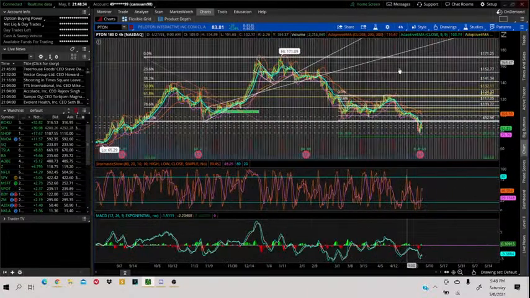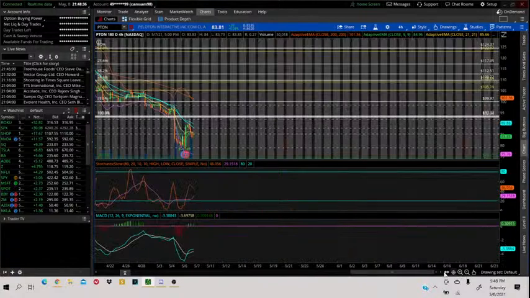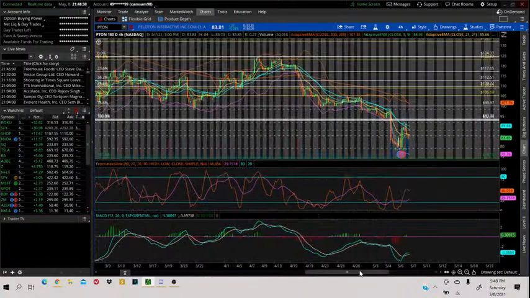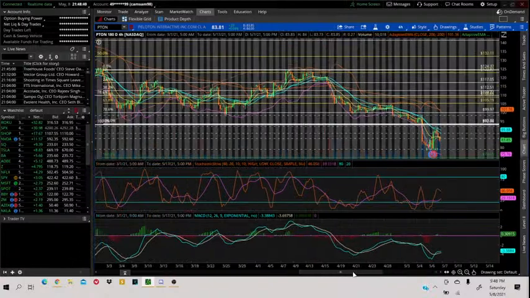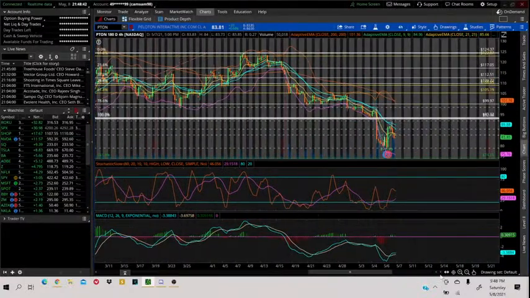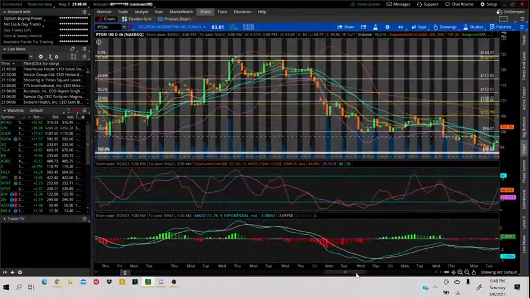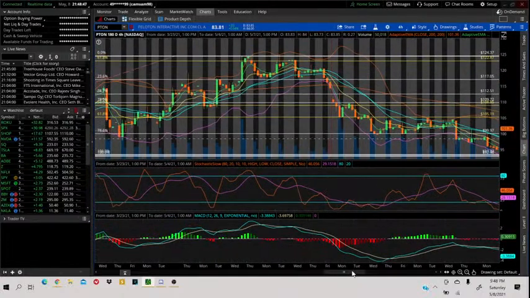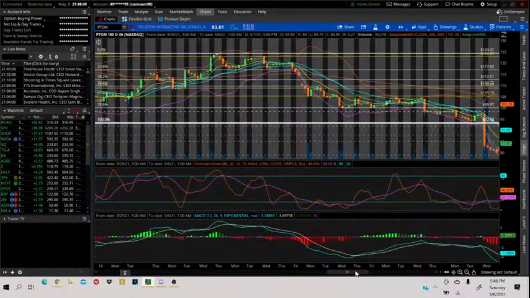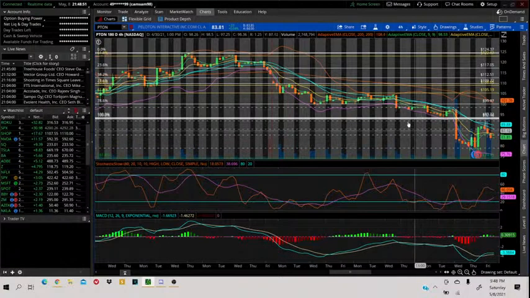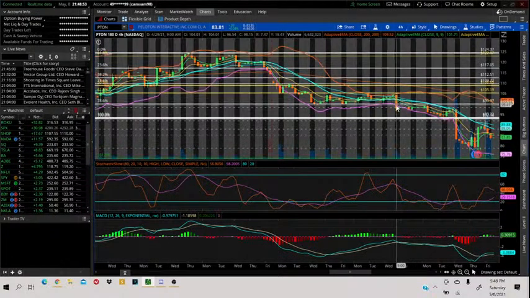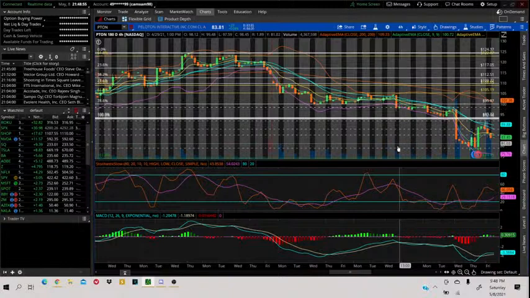So let's go back to the 4 hour. Let me see if I missed it. Here it is. There we go. Alright, so you guys see the sharp move down? And then this basing candle right here.